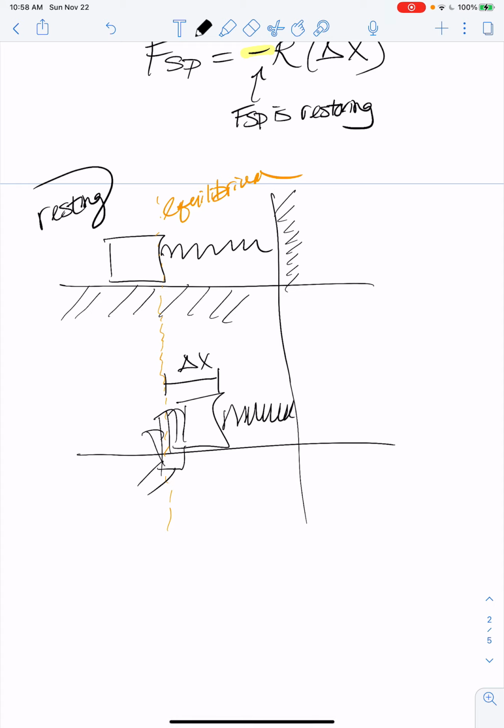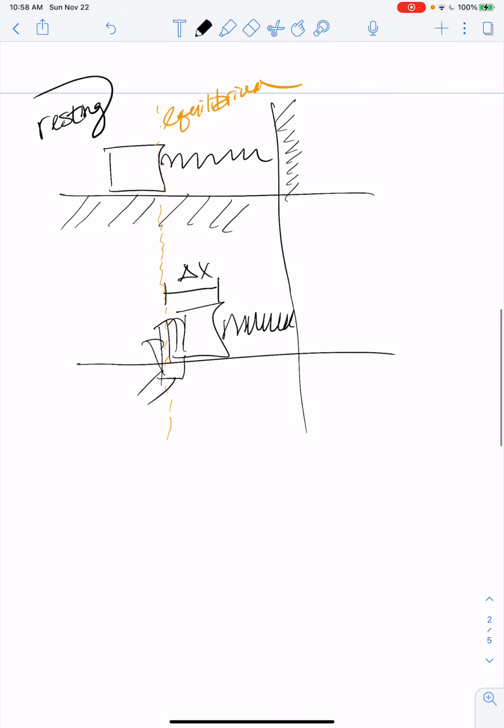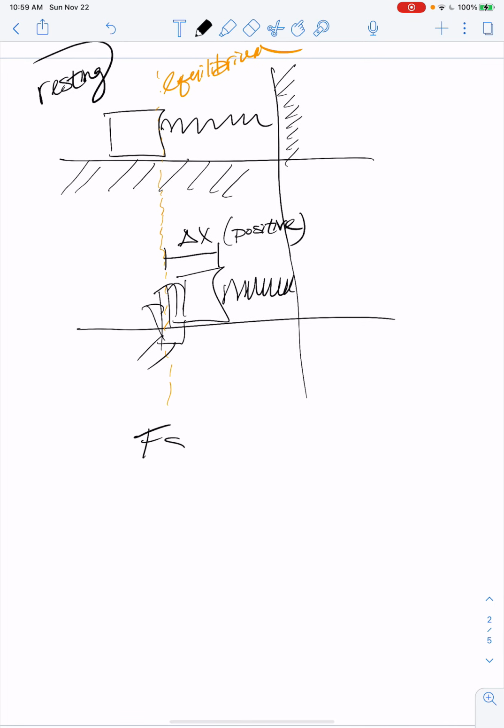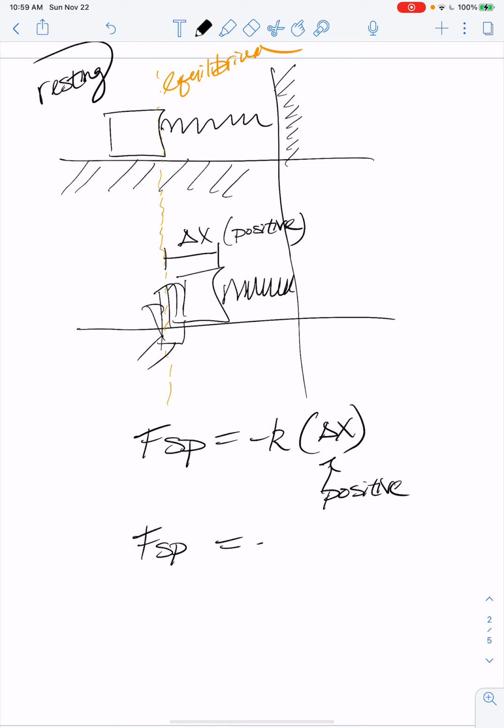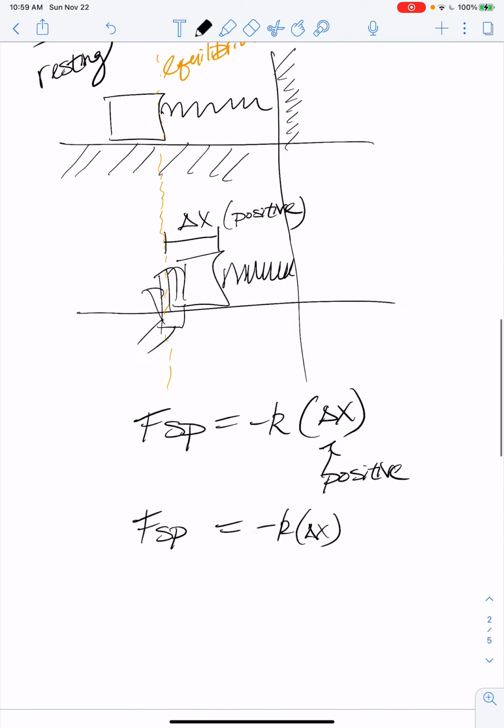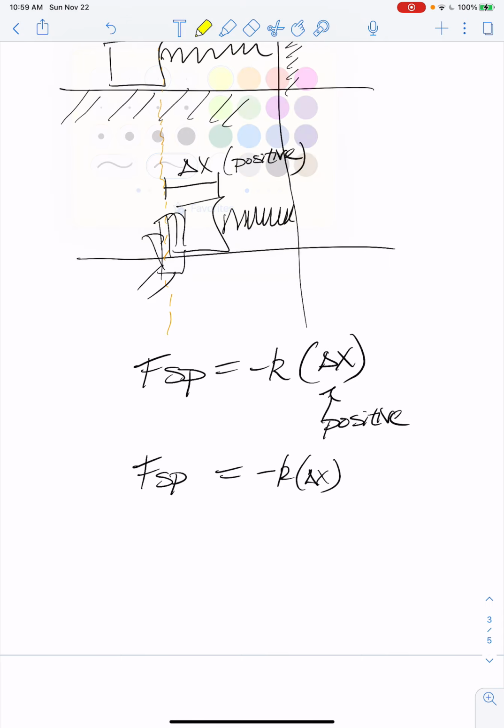And when you do this, delta x points to the right. So delta x is positive, right? The mass and the spring displaced to the right. If that's the case, then we can see force spring is equal to negative k delta x. And if delta x is positive, we can do the math here and see that force spring then is negative k delta x. I guess I'll keep writing it like that.